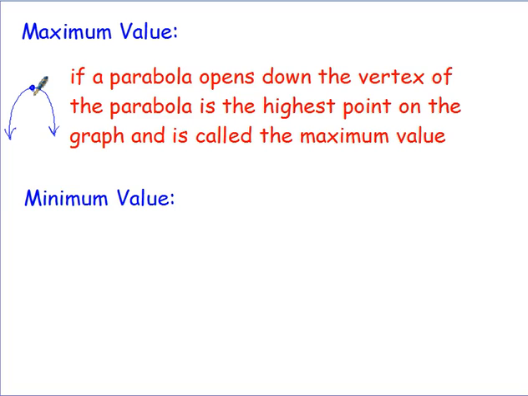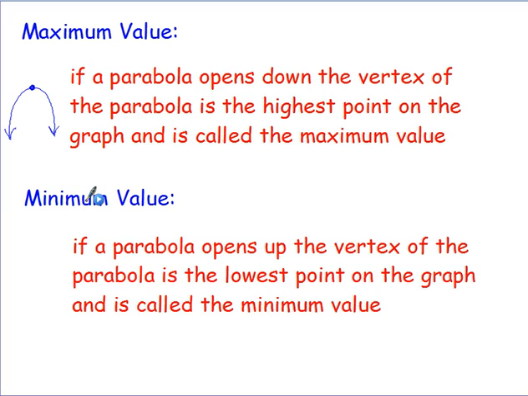We're going to do the same thing for minimum. I'll give you a moment to write it down. It says, if a parabola opens up, I call these smiley parabolas, the vertex, which is the dead middle of the parabola, is obviously the lowest point on the graph, and it's called the minimum value. So when you are looking for maximums and minimums, you need to know, does the graph open up or does the graph open down?